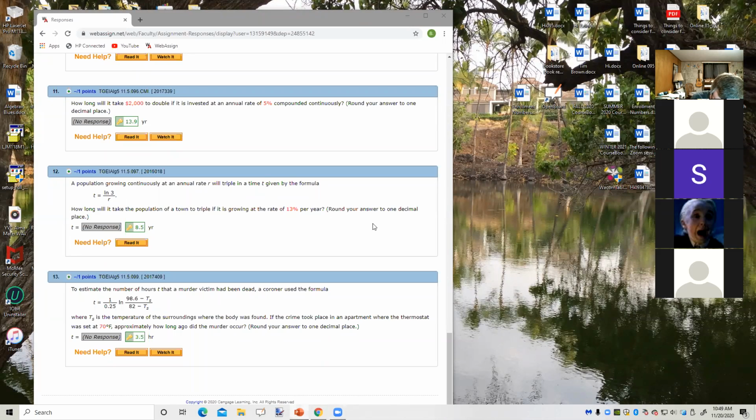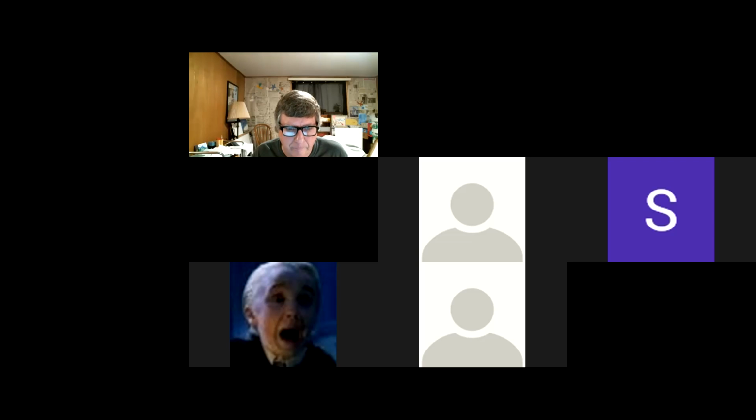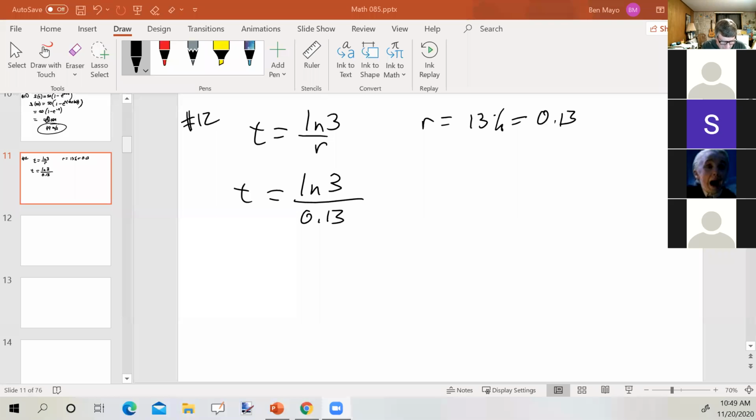So basically r is going to be 13% or 0.13. So I'm going to find time, which is the natural log of 3 divided by 0.13. Going to the calculator, we get the natural log of 3, close it up, divided by 0.13, and I'm coming up with 8.450, et cetera, years. Round to 1 decimal place, the 4 going to the right 1 place, the 5 would round up, so 8.5 years.